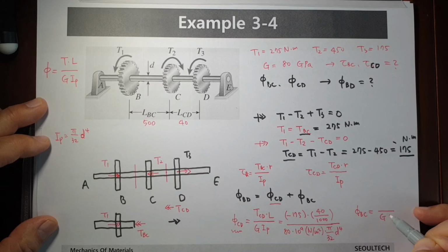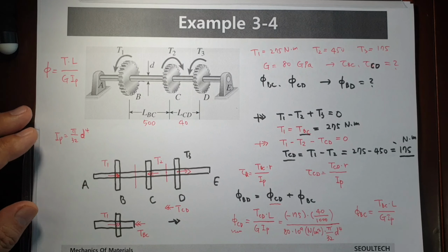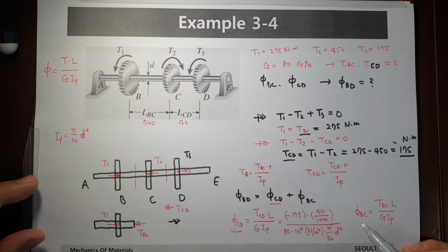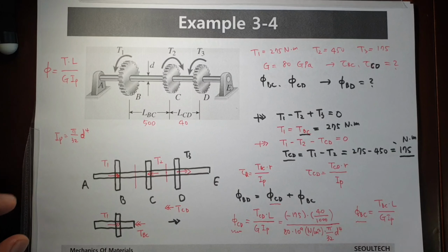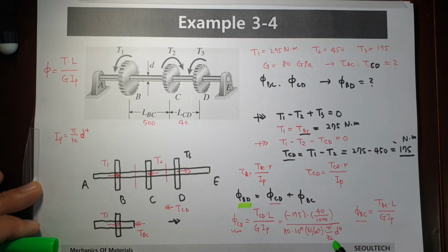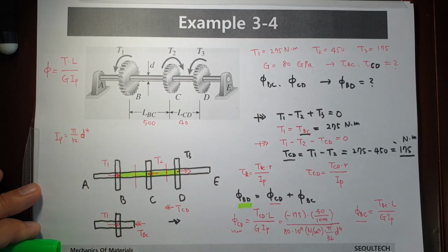Similarly, GIP, torque BC, and L. Okay. We calculate similarly phi BC value, and finally based on this kind of calculation we can find phi BD. Okay, phi BD is change of angle between B and C.